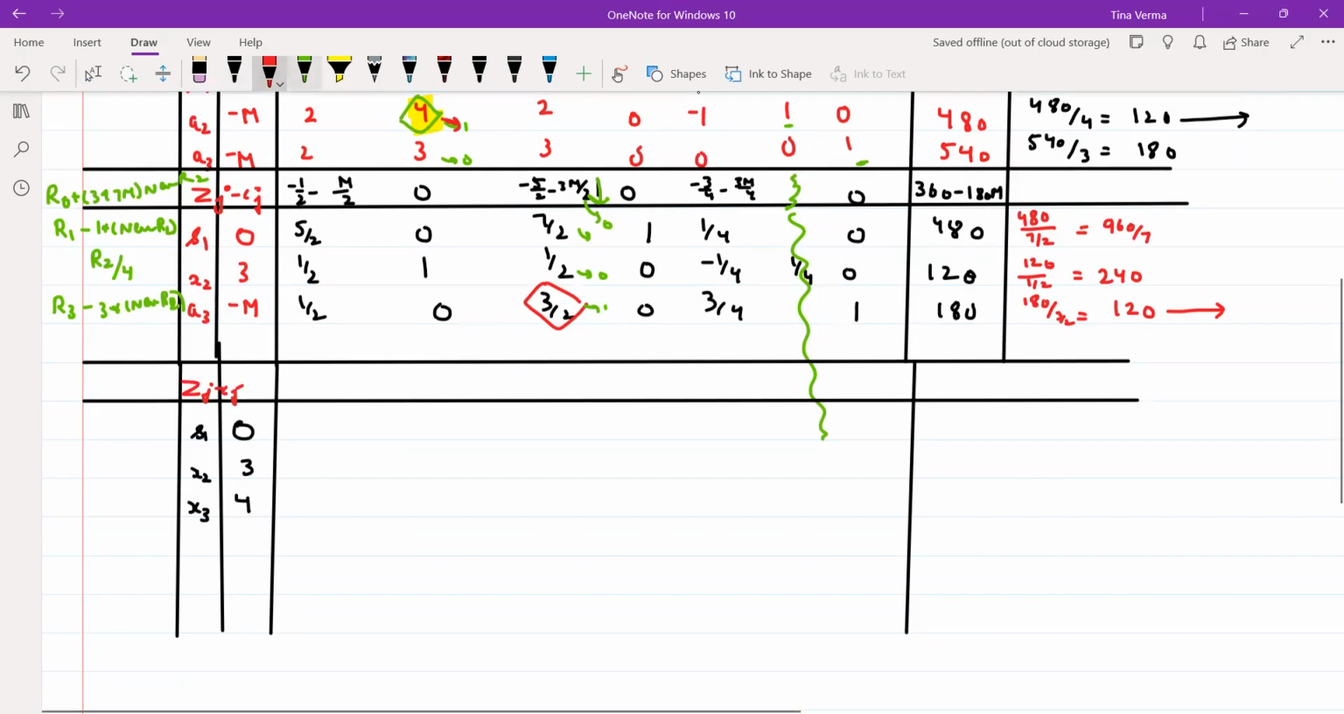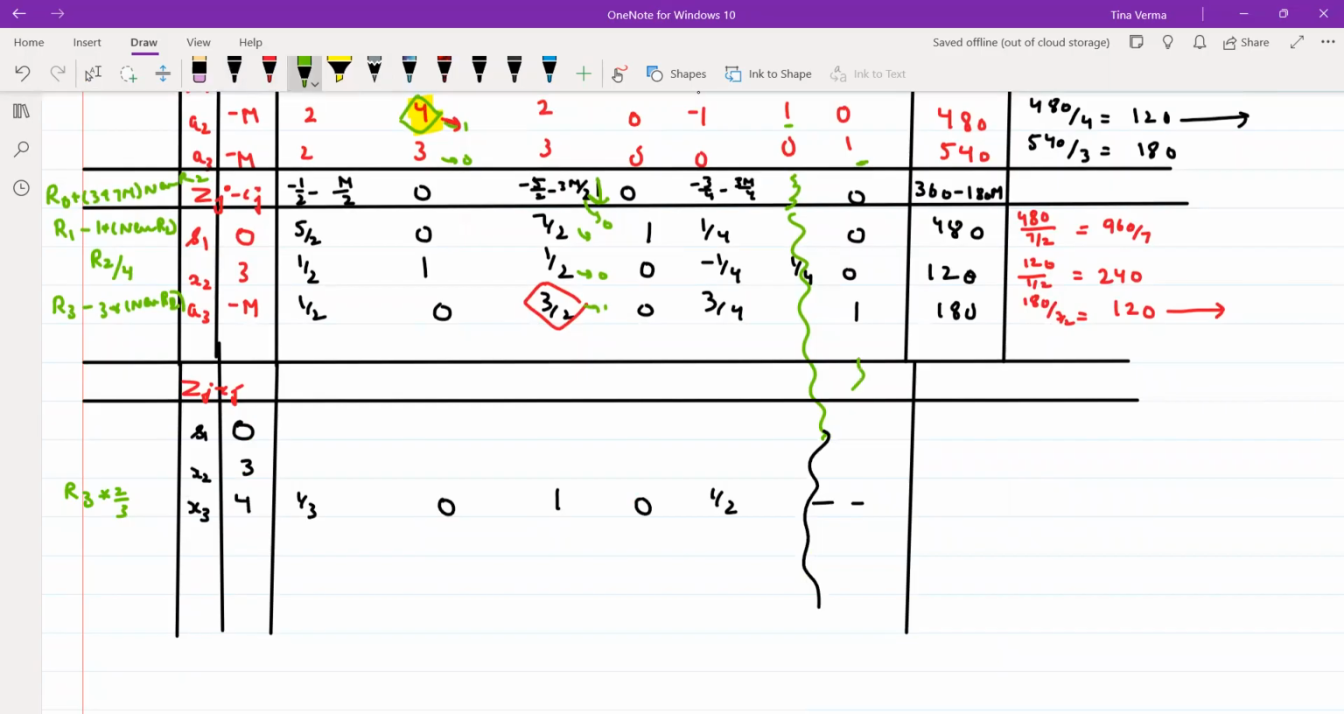You have to make this element as 1. So which operation will you apply? R3 into your 2 by 3. When you apply this operation, this will become 1 by 3. This is 0, 1, 0. And this will become your 1 by 2. This entry you can leave, because once your artificial variable leaves the place, you need not calculate its entries, right? And this entry will become your 120.